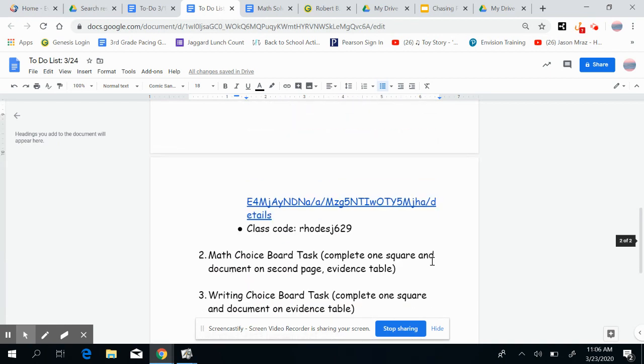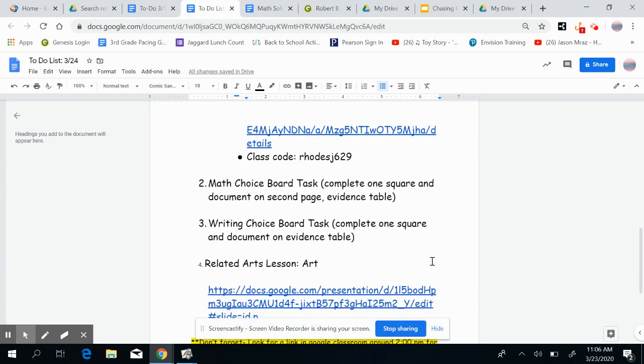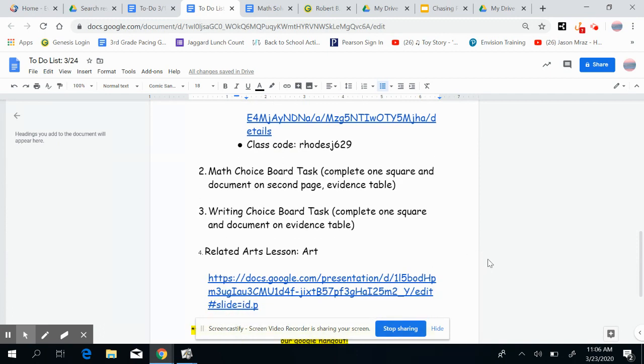You also have the math choice board. When you have these choice boards, boys and girls, please do not hit turn in. When you hit turn in, I have to send it back to you because then you lose it. Some of you said, oh no, my choice board disappeared. That's because you hit turn in. So don't hit turn in. I go on every day and check, and I can see what you have written on that choice board for the day.